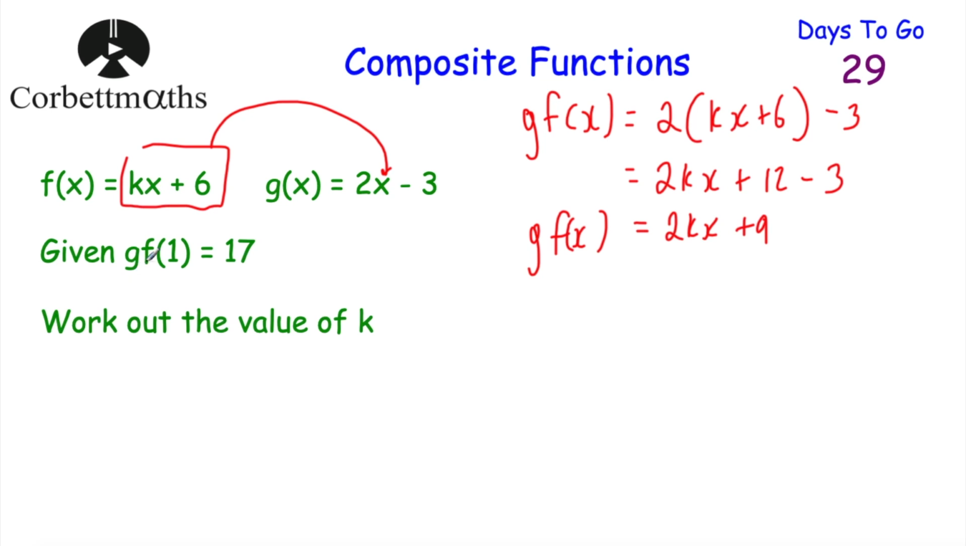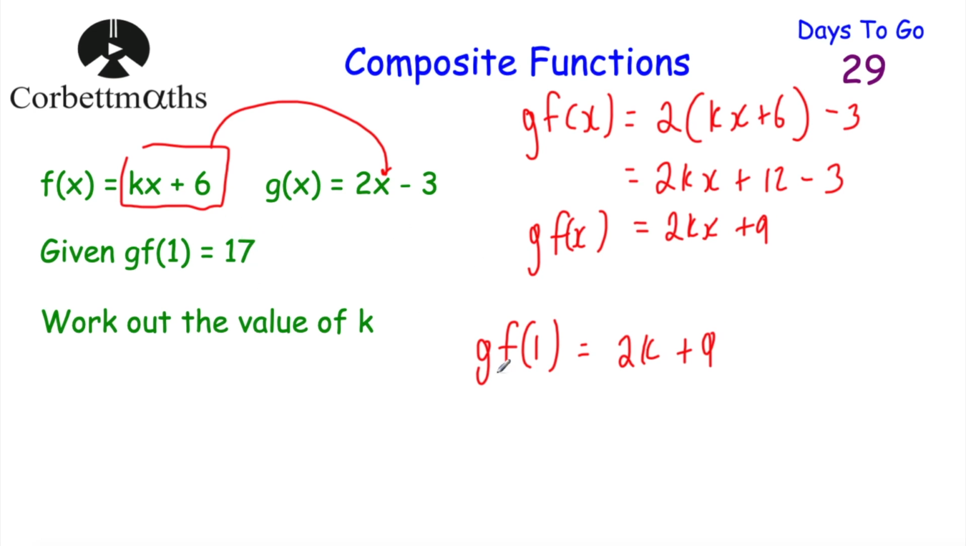Now we're told that gf of 1 is equal to 17. So let's let x equal 1, so that would be gf of 1, and let's see what we get. We're going to do 2 times k times x. Well, x is 1, so 2 times k times 1 will be 2k, and then we've still got our plus 9. So gf of 1 is equal to 2k plus 9.